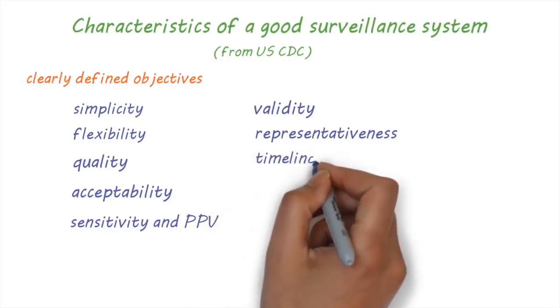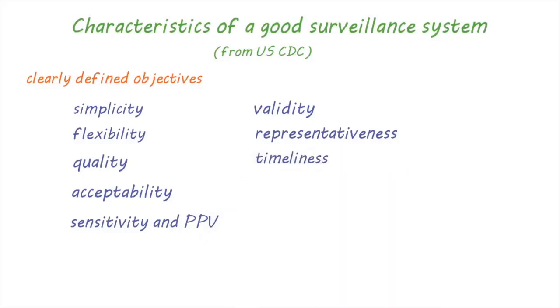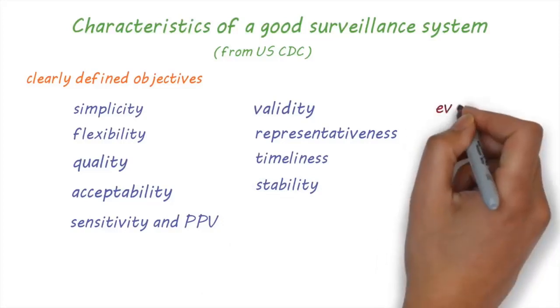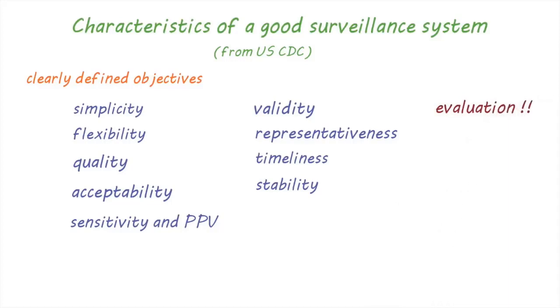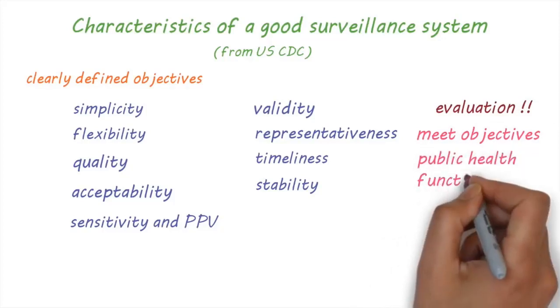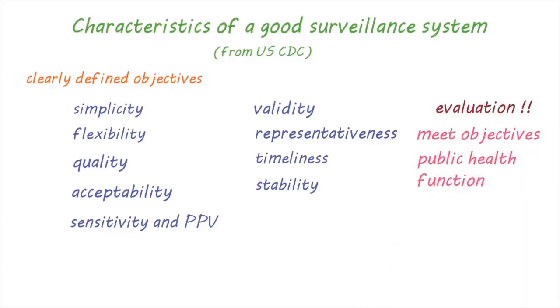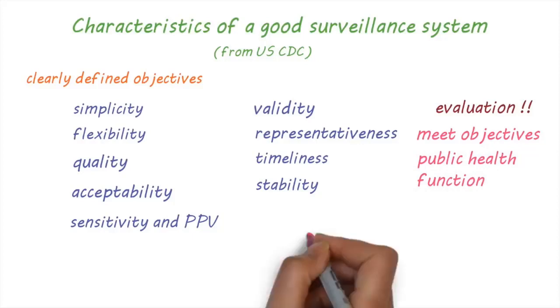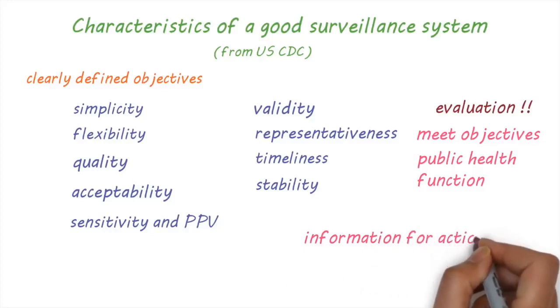It must detect health events in a timely manner, so that authorities can take appropriate action. The resources involved in running the system, both human and material, must be stable and available when needed. It's also important that surveillance systems are evaluated routinely to make sure that they continue to meet their objectives and that they're serving a useful public health function. And finally, surveillance isn't just about monitoring health events, but providing useful information to enable public health action.